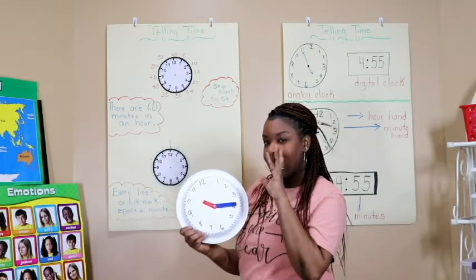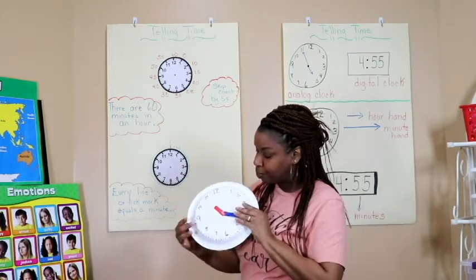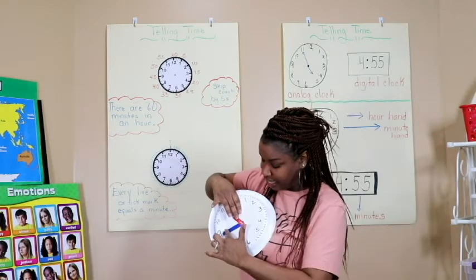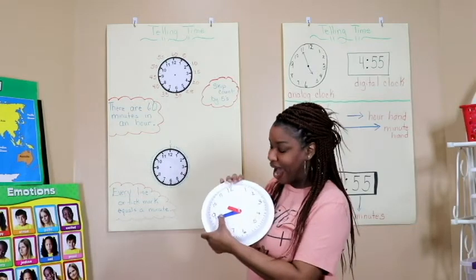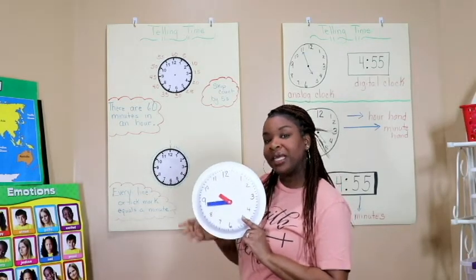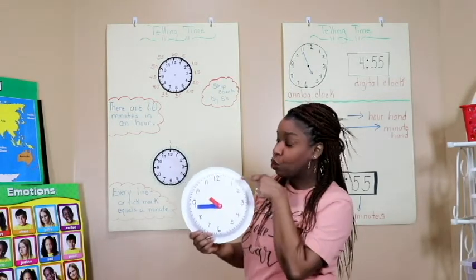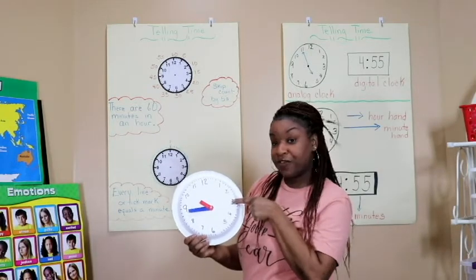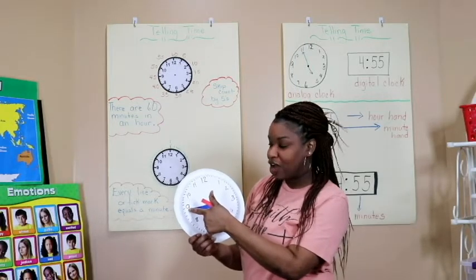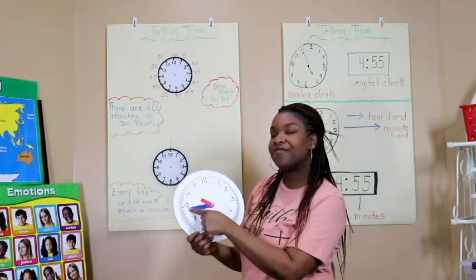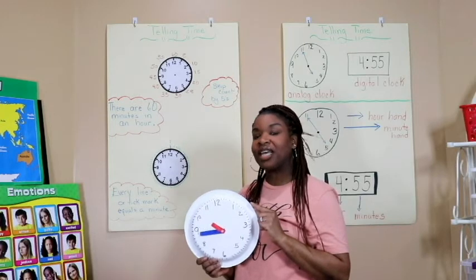Now let's see. Hope you got your thinking caps on. I am going to move my minute hand all the way over. Let's keep that hour hand on the 10. Move my minute hand all the way over to the 9. Now, what time is it? You need some help? All right, let's skip count. Start at the 1. 5, 10, 15, 20, 25, 30, 35, 40, 45. So it is 10:45. Good job.